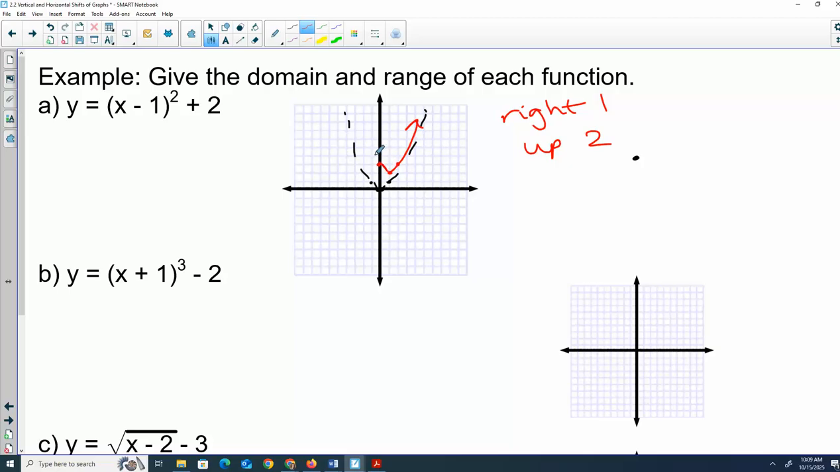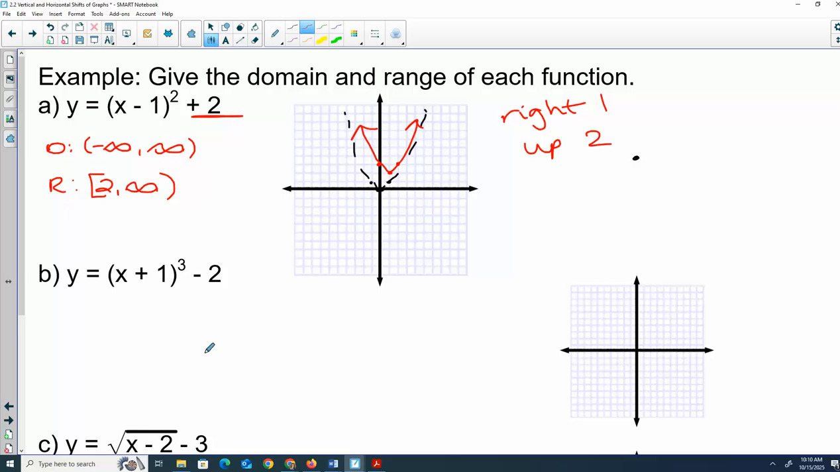What's the domain of every parabola? Range. If I'm looking at this one, moving it up 2 moved my range. So it's now at 2 and up. So could you have got that from the equation? Sure. If you know parabolas go forever in both directions, domain is everything. Parabola normally starts at 0, it went up 2. The graph isn't required, but it helps to have that visual.